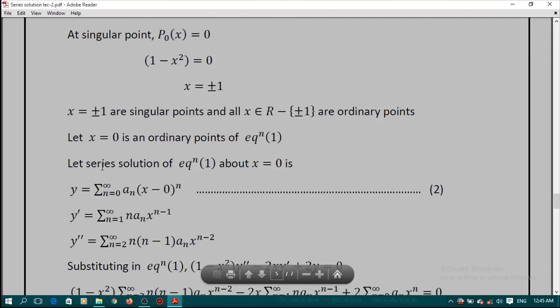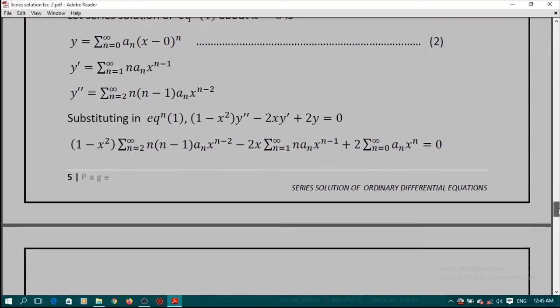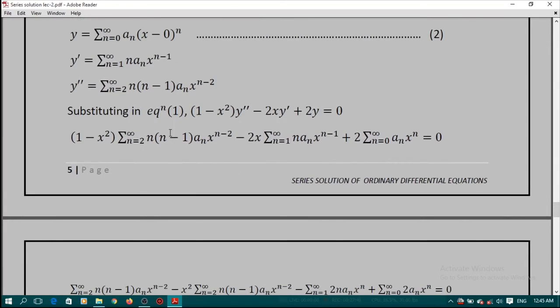Now substituting all these values in the given equation 1, we get, 1 minus x square will be as it is. Value of y double dash is summation n running from 2 to infinity n into n minus 1 x raised to n minus 2, minus 2x, and value of y dash is summation n running from 1 to infinity n x raised to n minus 1, plus 2 into summation, value of y is summation n running from 0 to infinity x raised to n, equals 0.